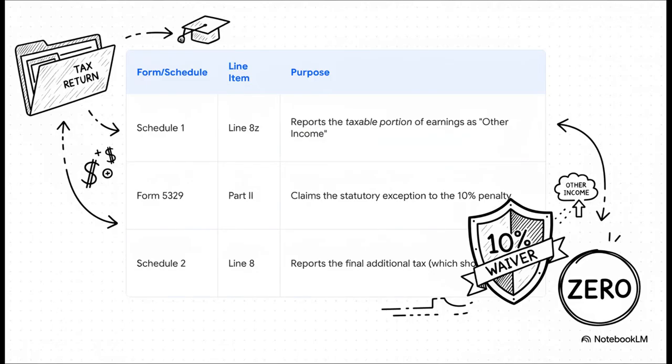This table is basically your roadmap for the tax forms. The taxable earnings you calculated, that goes on Schedule 1 of the 1040 on line 8z as other income. Then, and this part is absolutely not optional, you have to file Form 5329 to officially claim the penalty waiver. The result from that form, which will be 0, flows over to Schedule 2, line 8. This whole process tells the IRS that you know the rules and that no penalty is due.